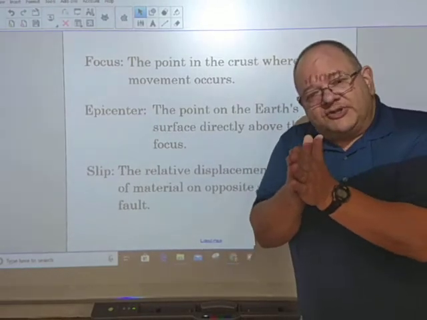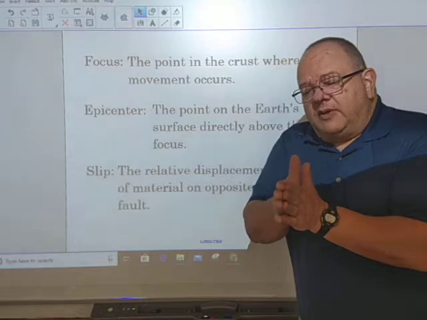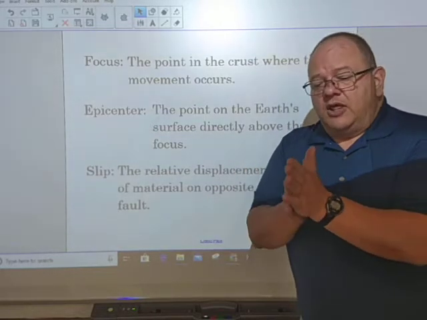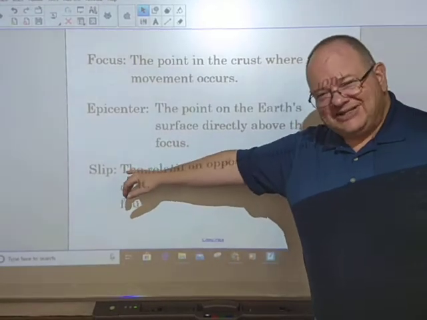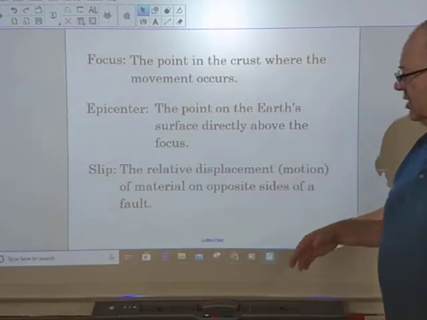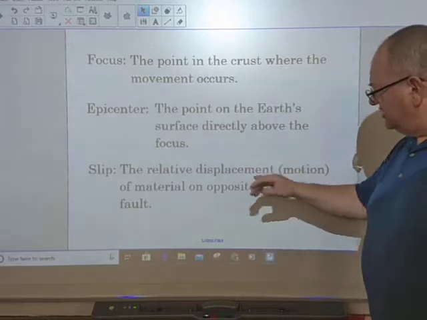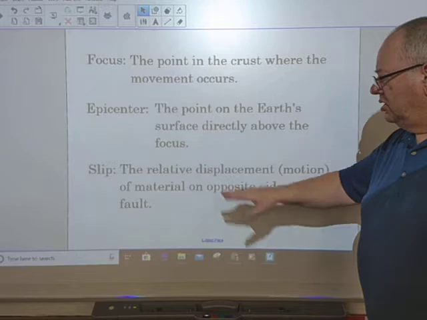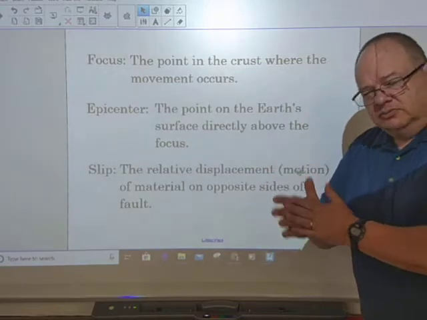When an earthquake happens, you get this stress built up and it moves. It might move just a little. It might move a lot. The amount it moves is called slip. How far did it slip? So it says the relative displacement. I know that's kind of a sciencey word, but we're talking about the relative motion of the material on opposite sides of the fault. How far did it move?